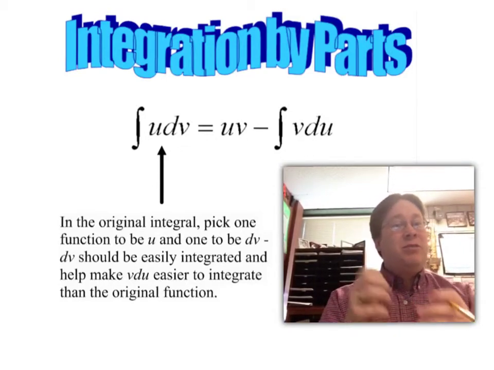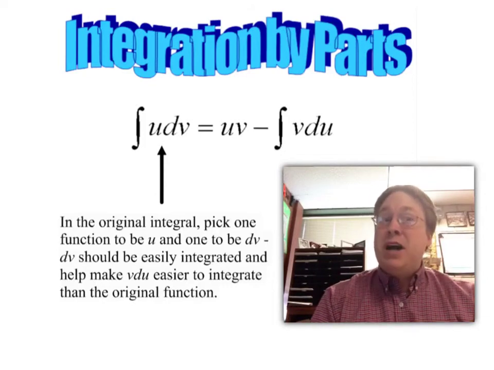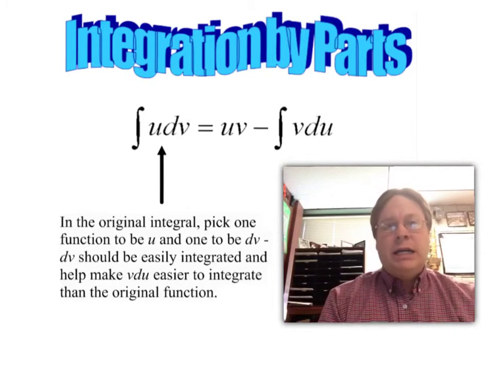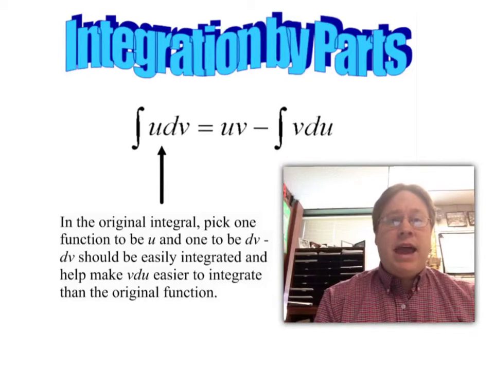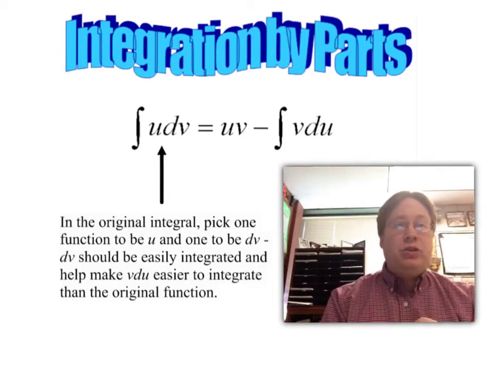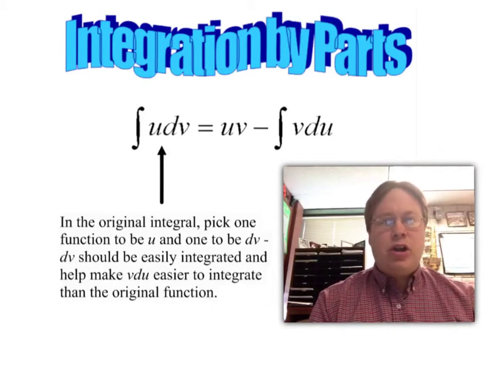So if you said, well, if I had the derivative of one and the integral of the other, that would make for a much easier integral. That's what we're trying to do. And again, it seems like that would be hard to do, but it's really not that bad. I'm going to show you an example, and then we're going to look at the proof, and I think you'll see it really isn't that bad or hard to pick.